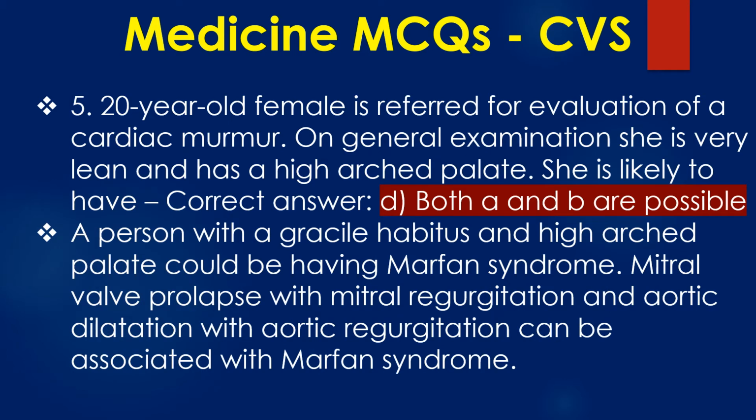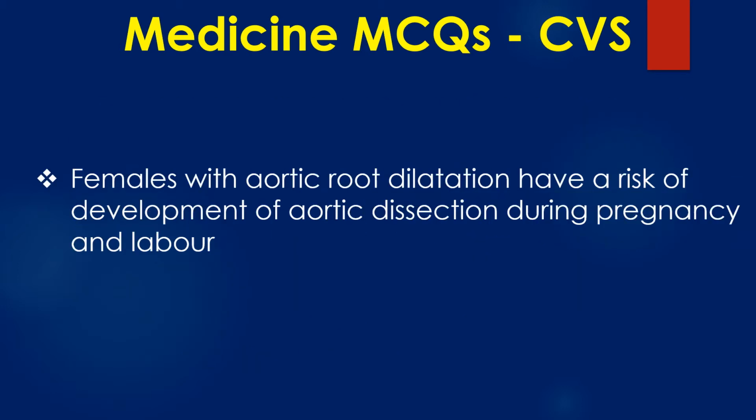A person with a gracile habitus and high arched palate could be having Marfan syndrome. Mitral prolapse with mitral regurgitation and aortic dilatation with aortic regurgitation can be associated with Marfan syndrome. Females with aortic root dilatation have a risk of development of aortic dissection during pregnancy and labor.